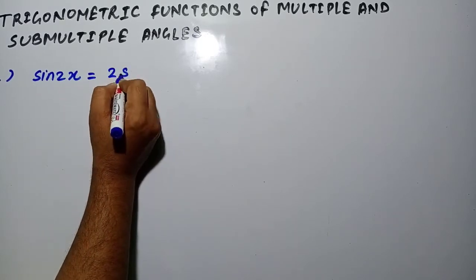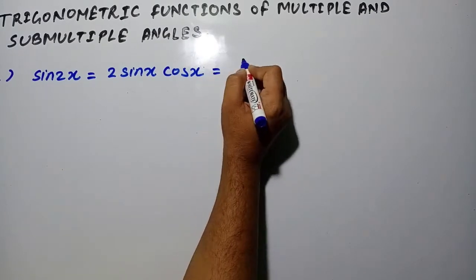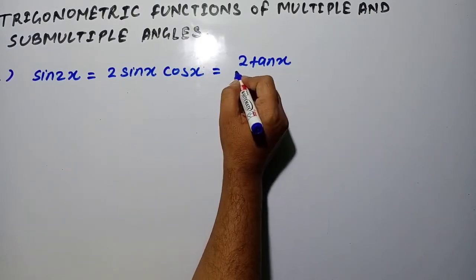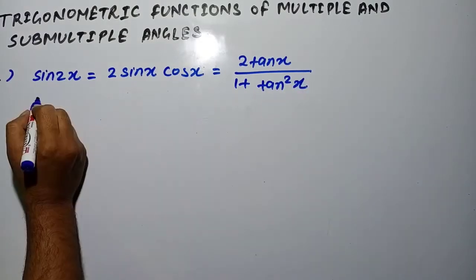In our today's video lesson, we are going to learn about trigonometric functions of multiple and submultiple angles. Now the first one is sin 2x. So sin 2x can be split as 2 sin x cos x. It can be written as 2 tan x divided by 1 plus tan square x.